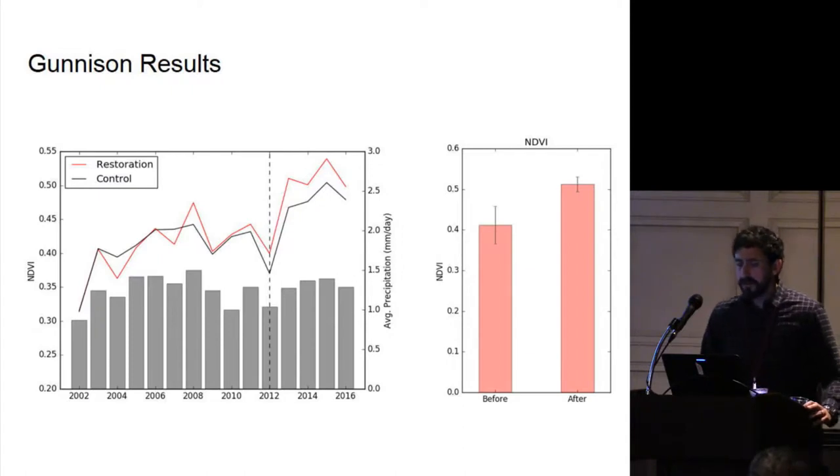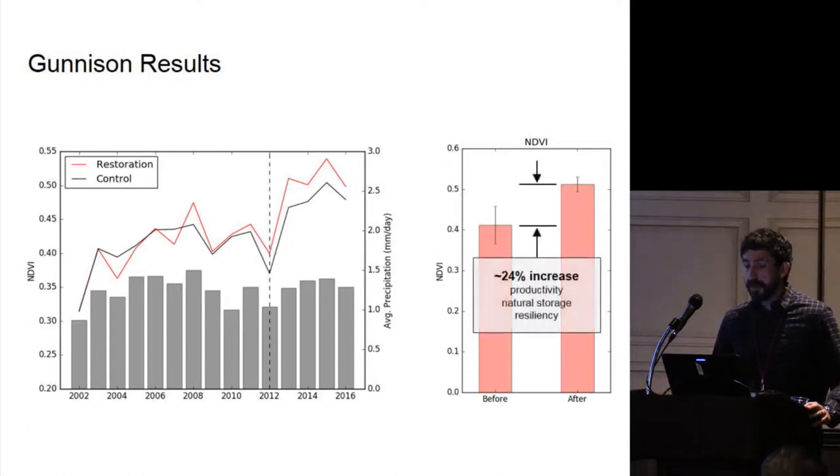When you look at similar precipitation before and after restoration, you can see there's definitely a jump after restoration. This turns out to be about a 24% increase in plant productivity.